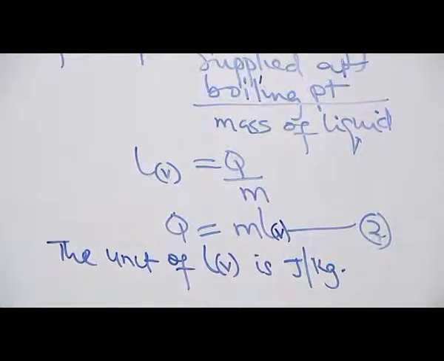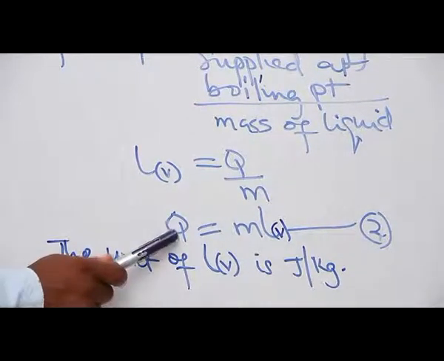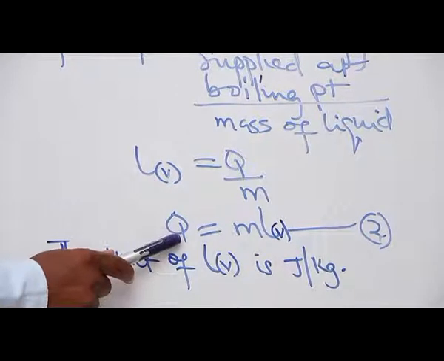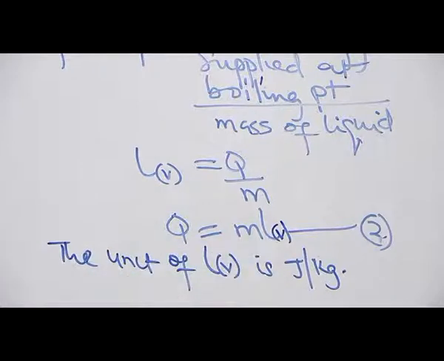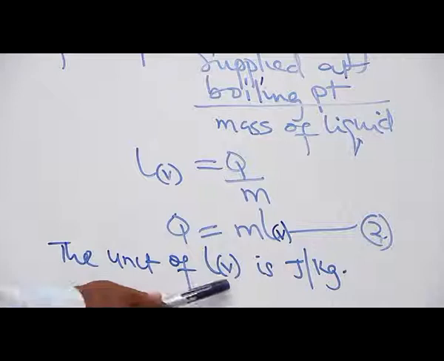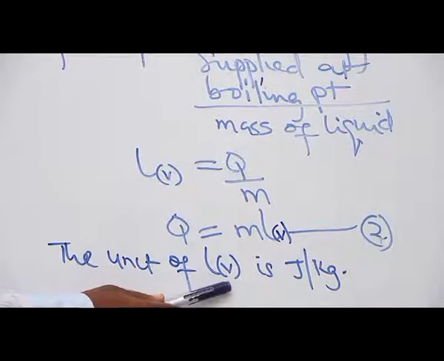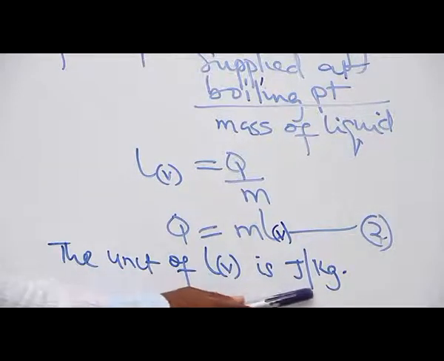Again, if we cross multiply, the heat required to change a liquid at boiling point to vapor is equal to mass times specific latent heat of vaporization. The unit of specific latent heat of vaporization of a liquid is joule per kilogram.